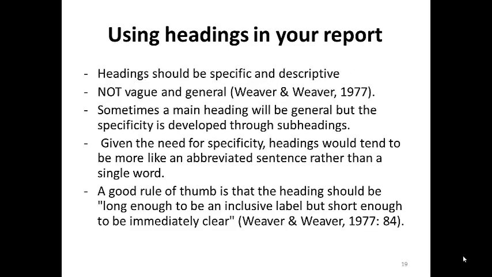So headings should be specific and descriptive, but not vague and general. Sometimes a main heading will be general, but the specificity is developed through subheadings. Given this need for being specific, headings would tend to be more like an abbreviated or shortened sentence rather than a single word. A good rule of thumb from Weaver & Weaver is that a heading should be long enough to be an inclusive label, but short enough to be immediately clear.